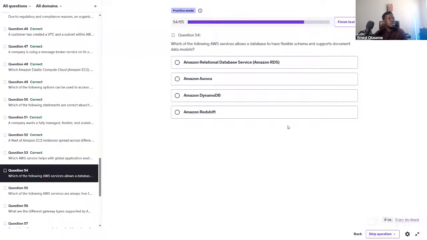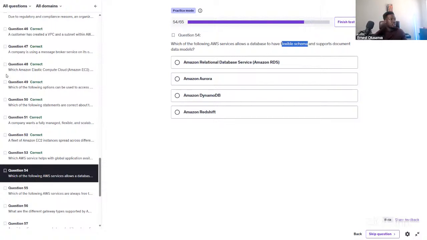Next question. Which of the following AWS services allows a database to have flexible schema and supports document data model? So if it says flexible schema, we mean it's not structured data we're dealing with now. We're not talking about a relational database. We're talking specifically about a non-relational database. So we don't even need to think too much.